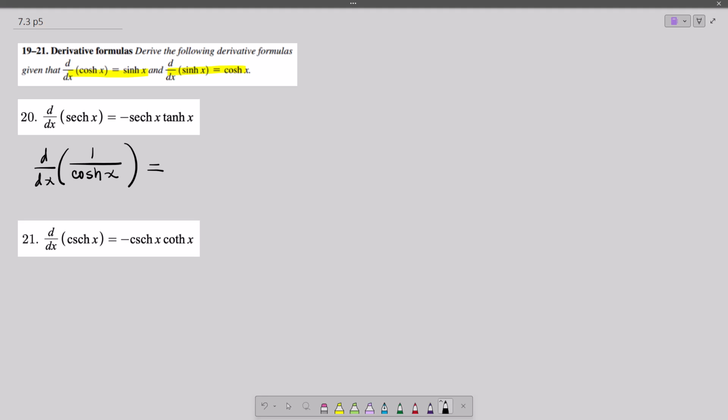The quotient rule says take the low function, cosh, the denominator, and multiply it by d high, the derivative of the high function, the numerator. So low d high minus high d low. And d low, the derivative of cosh, is sinh.